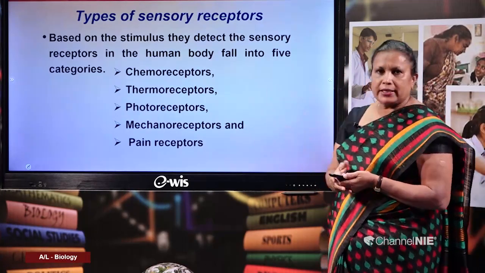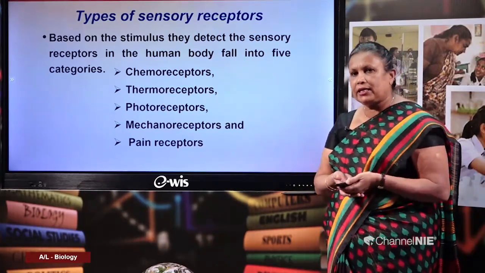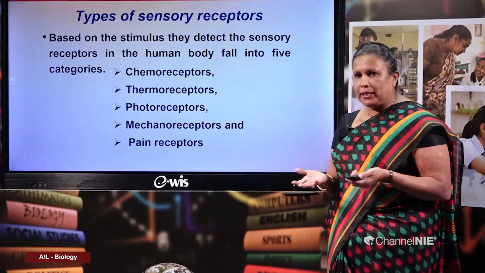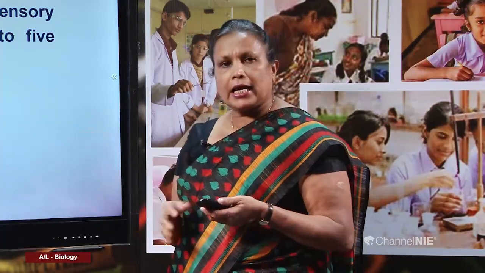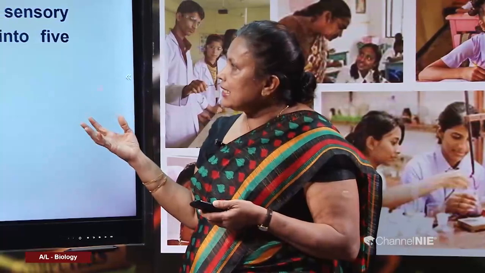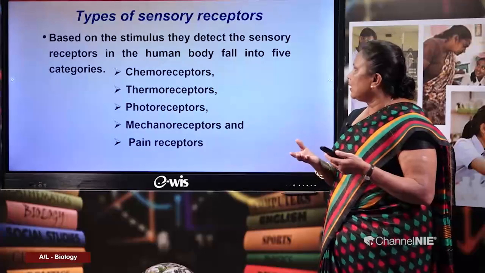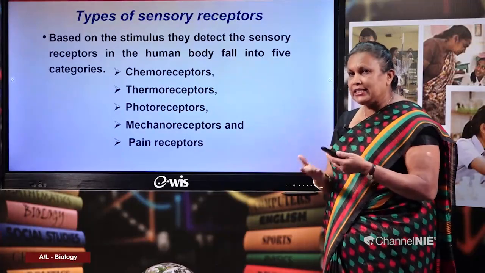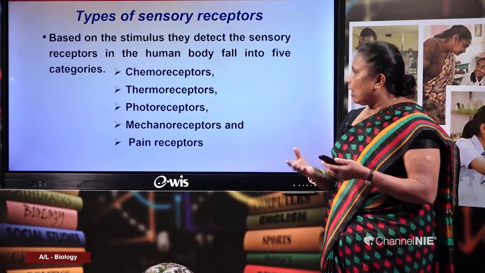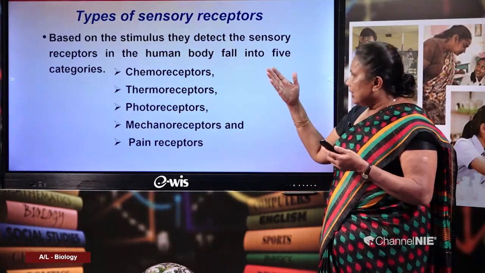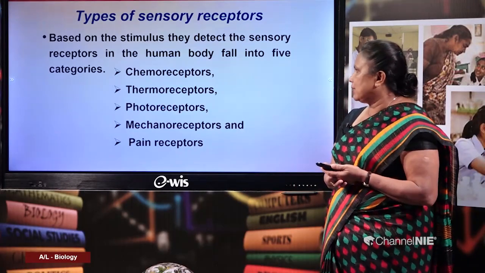Then we move to the next one, types of sensory receptors. There are so many different types of sensory receptors in the human body. Not only the human body, other organisms also have different types of sensory receptors. These sensory receptors get stimuli from different changes in the environment. So, they are categorized into a number of different types.